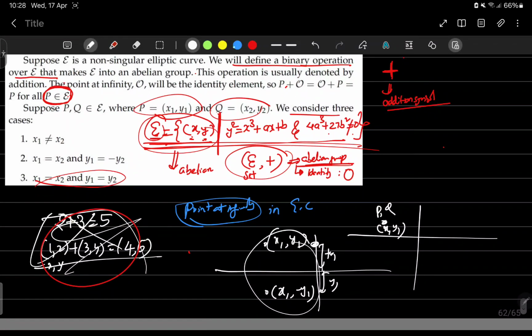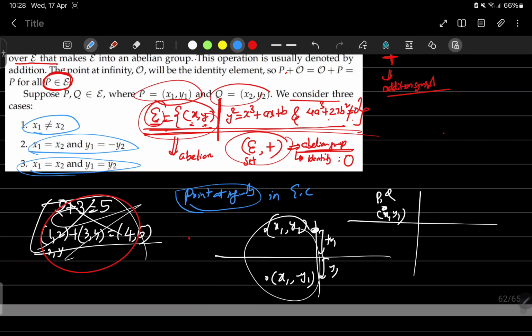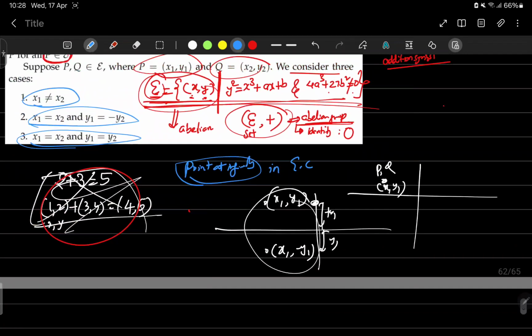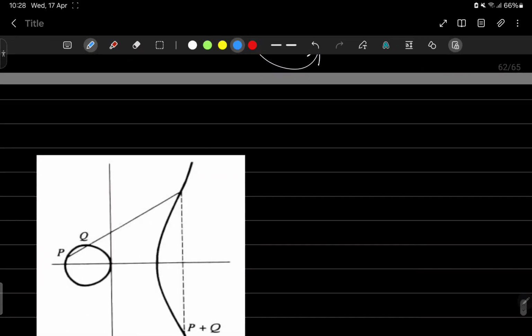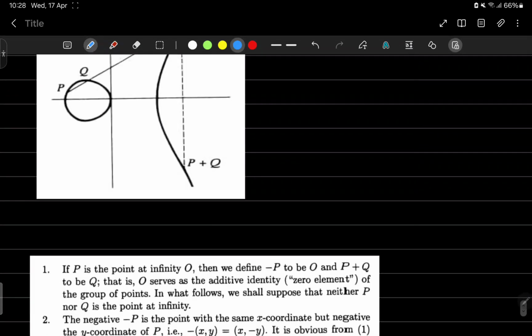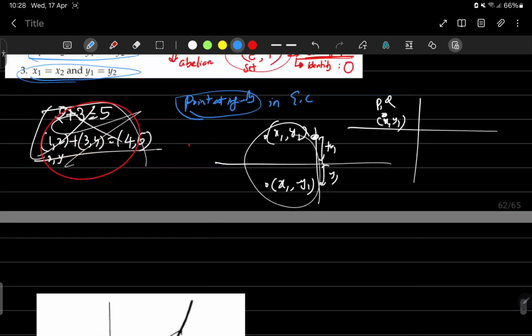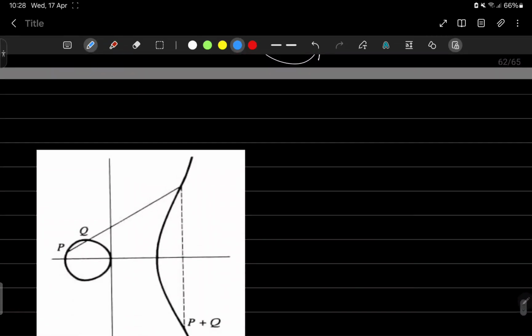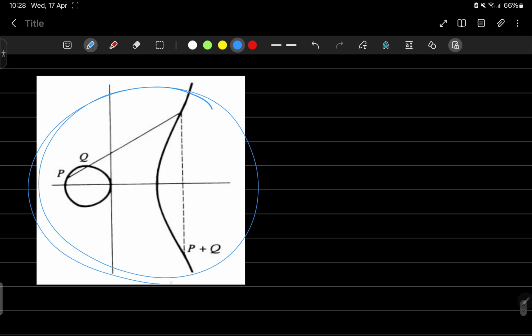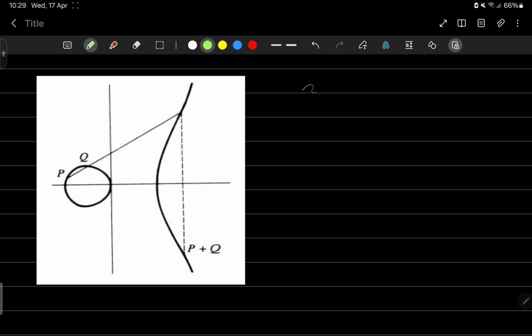So the first one is x1 not equal to x2. Let's say x1 not equals to x2. How will it look like? Let's take this one point. This is x1, this is x2, and this is y1, this is y2. So let's consider the first case. If you consider the first case, then it will look like this.